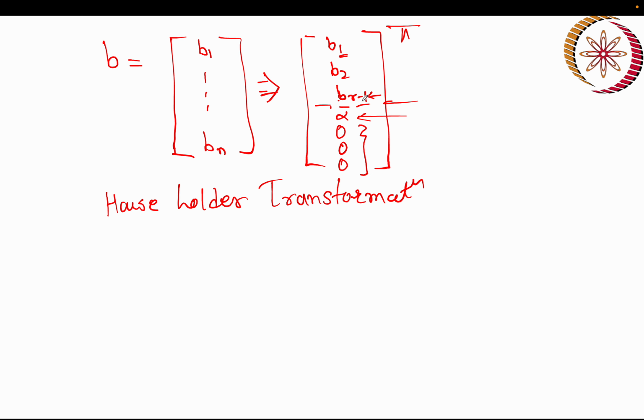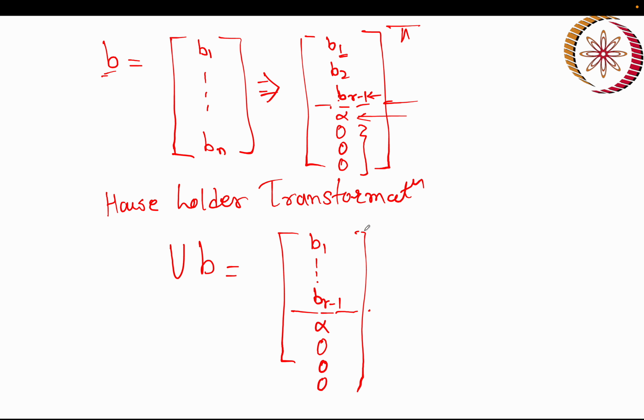Okay, I hope this is clear. So we have some vector b, and what the householder transformation will try to do is find the matrix u. So if we multiply this u into b, finally the vector that we will get will have this form: b1 to b r minus 1. After this it will be some term alpha, and all lower terms will be 0. Okay, so this is the householder transformation. And this is the householder matrix that performs it.